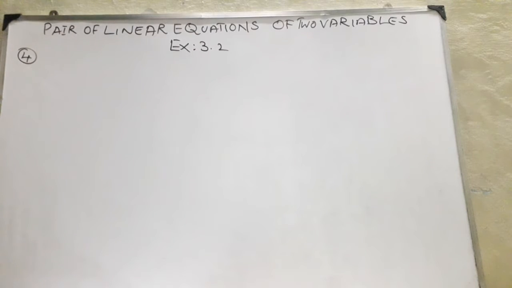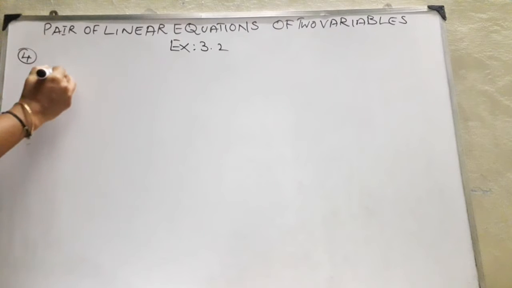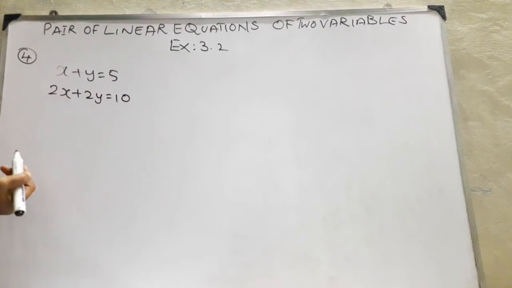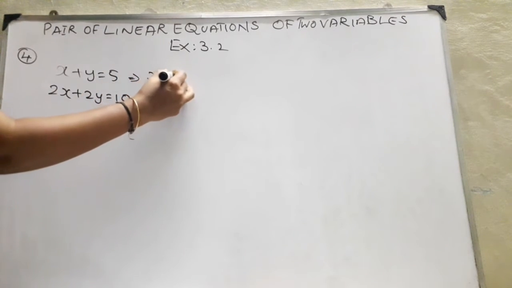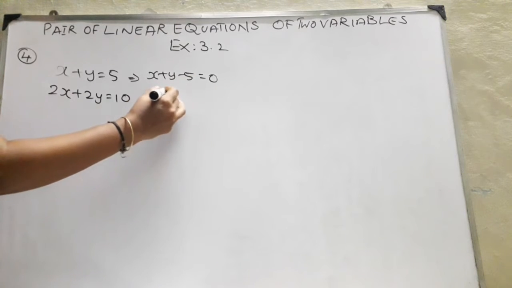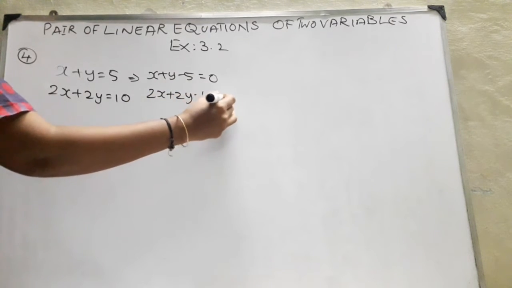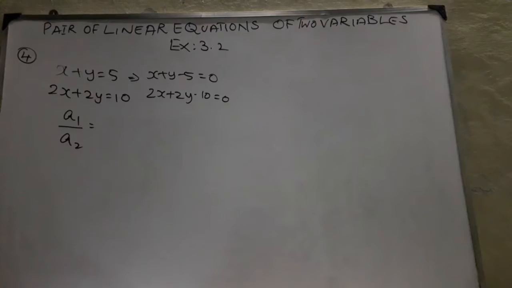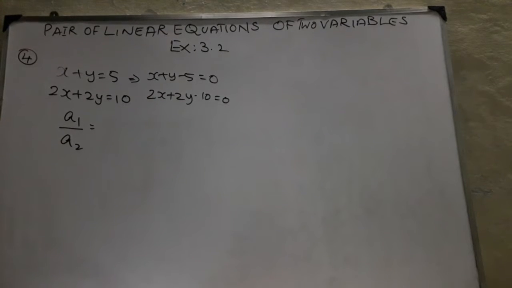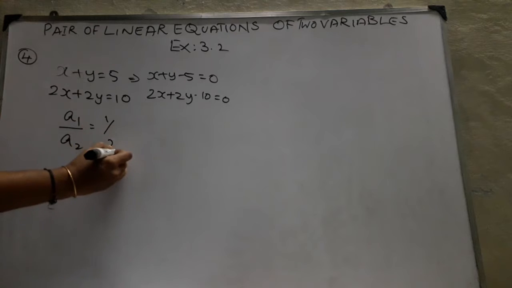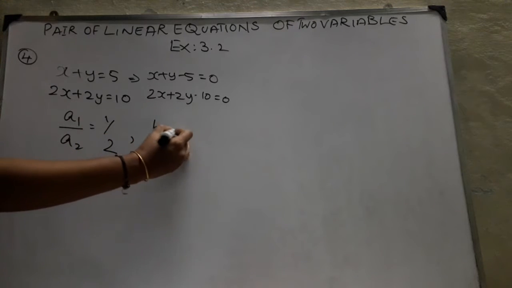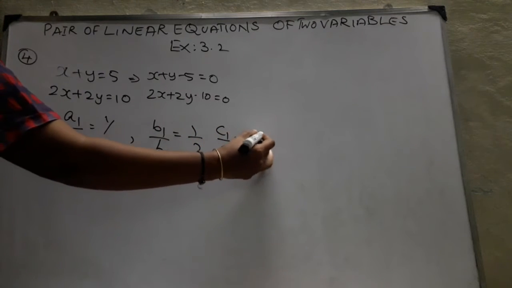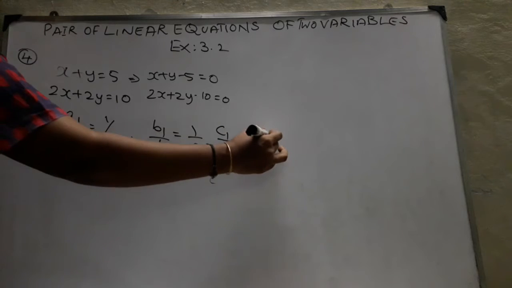Fourth sum: x plus y is equal to 5, 2x plus 2y is equal to 10. Obviously, we have to write x plus y minus 5 is equal to 0, 2x plus 2y minus 10 is equal to 0. Now, from the coefficients, a1 by a2 is 1 by 2, and b1 by b2, which is the coefficient of y, and constants c1 by c2, minus 5 by minus 10. This becomes 1 by 2.